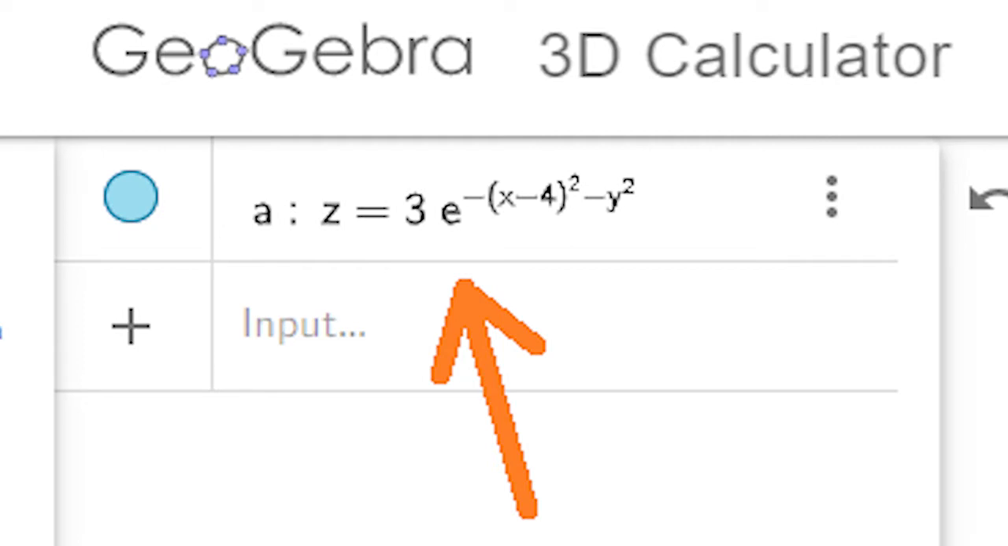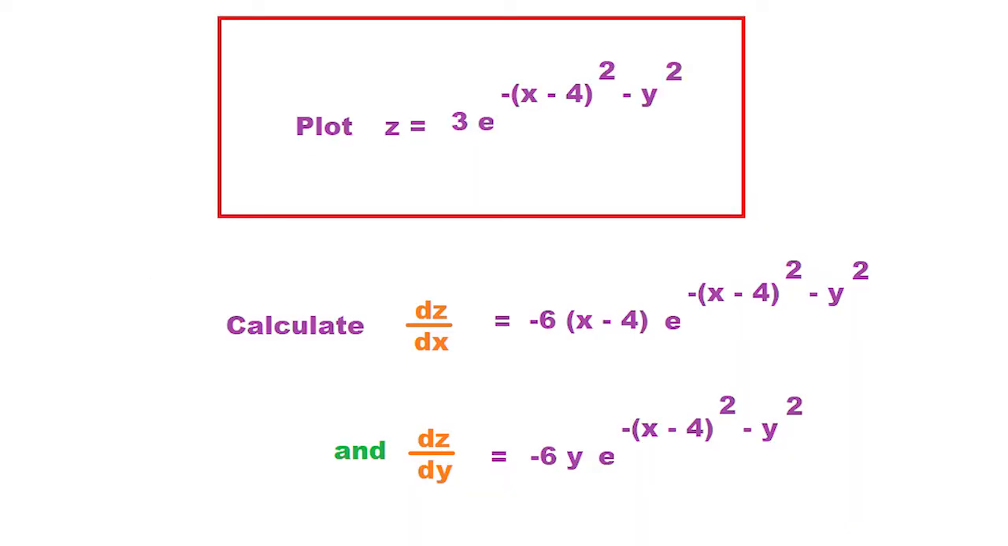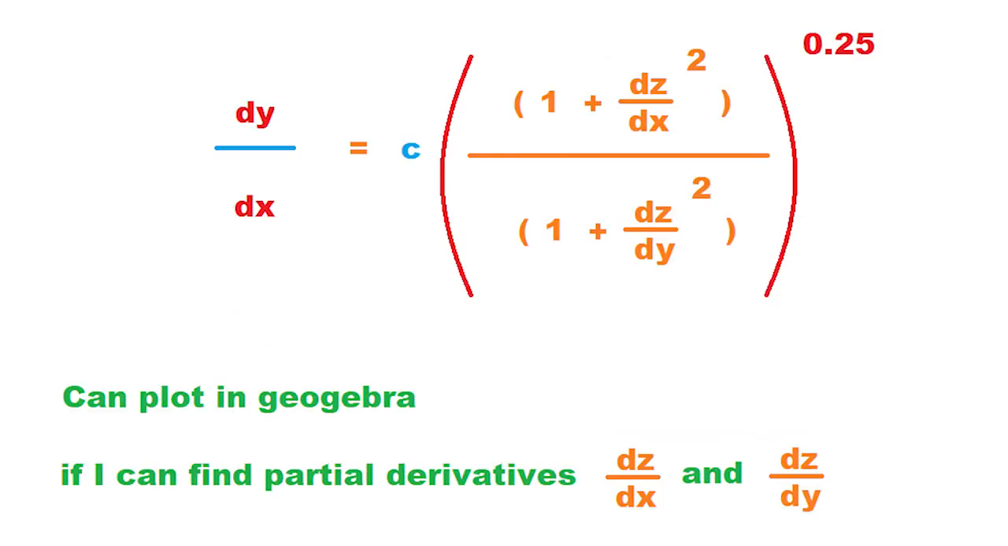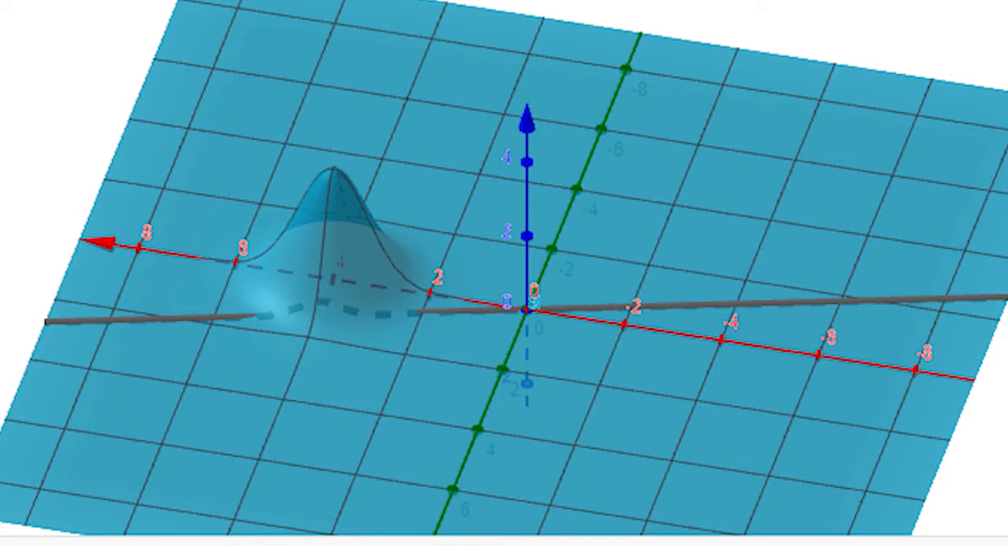This particular equation with the e in it puts a little bump on an otherwise flat-looking surface. The formula only requires me to get the partial derivatives dz over dx and dz over dy, which is pretty easy in this case. It's harder to type the formula into Geogebra correctly. Anyway, when I typed in both the surface and the differential equation representing the supposed geodesic, this is the picture that I got. So is this a picture of a surface with a geodesic on the surface?